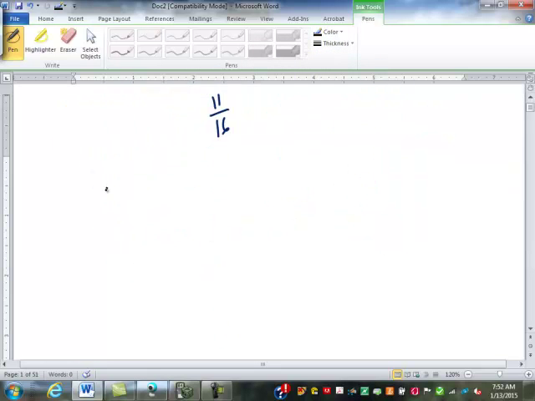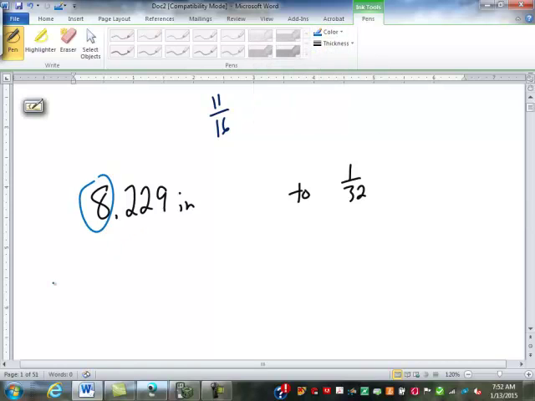What if we have 8.229 inches, and I want it to the nearest 32nd? What do I do with the 8? Absolutely nothing. It's 8 whole inches. 8 whole inches is 8 whole inches, period. All I care about is the 0.229. And we're going to take that and put it over 1.